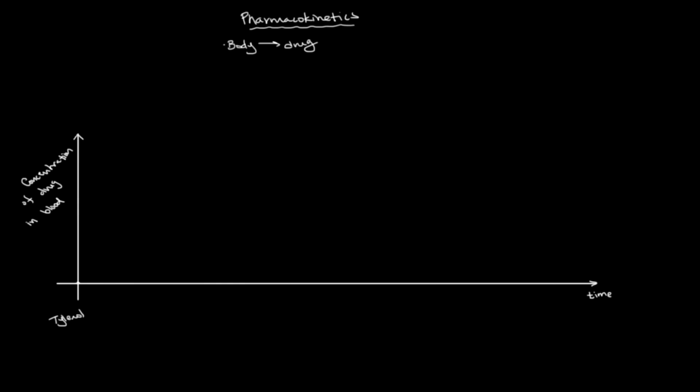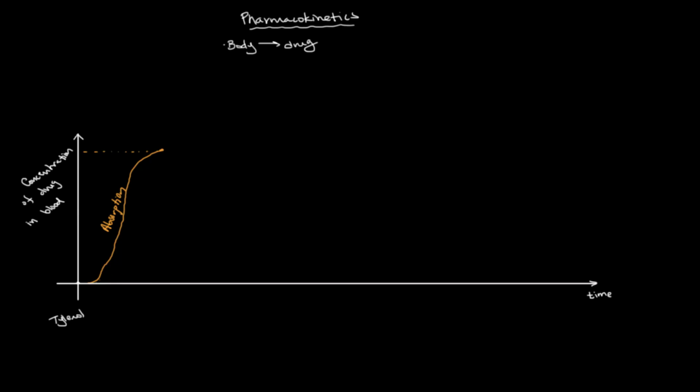And then over time, the body would begin to absorb the Tylenol from the stomach and from the small intestine, and you would hit peak concentration of Tylenol. This is the absorption phase of the drug. So you've taken the Tylenol, and it's been absorbed into the blood.